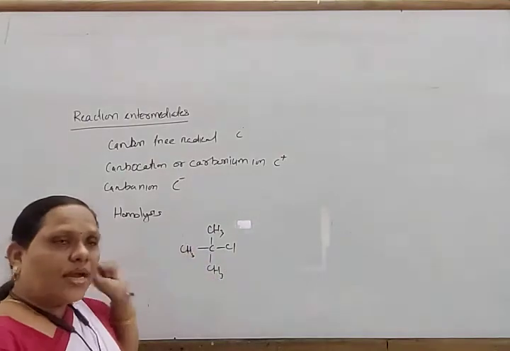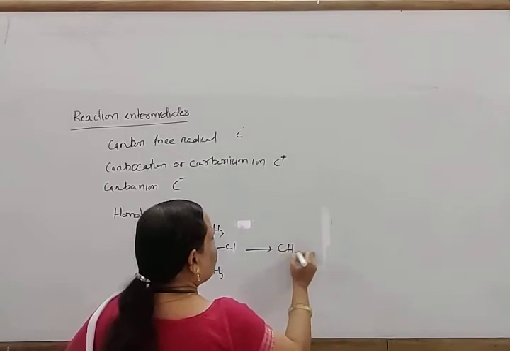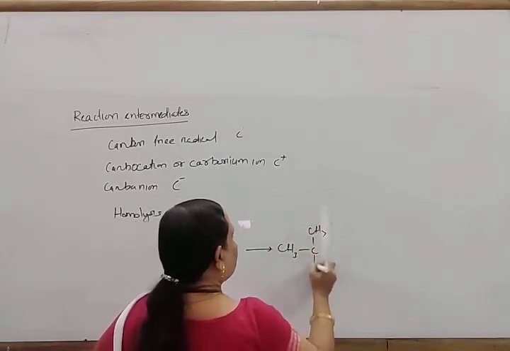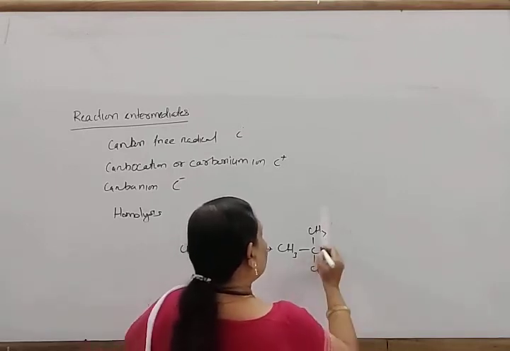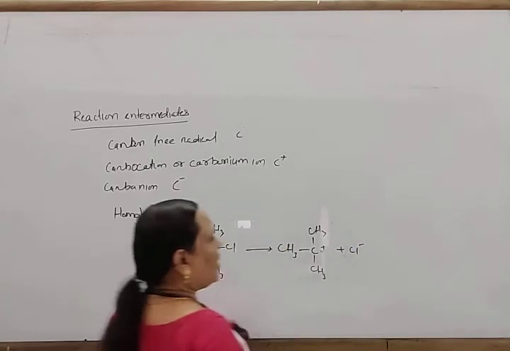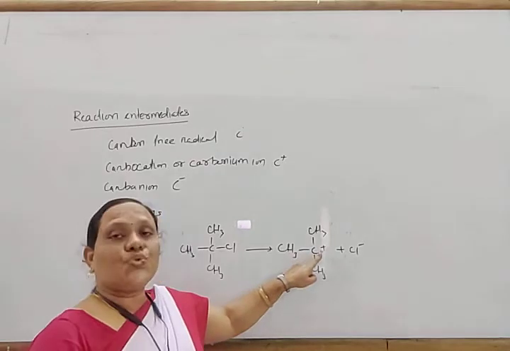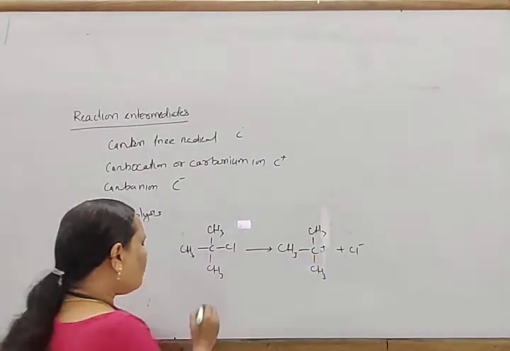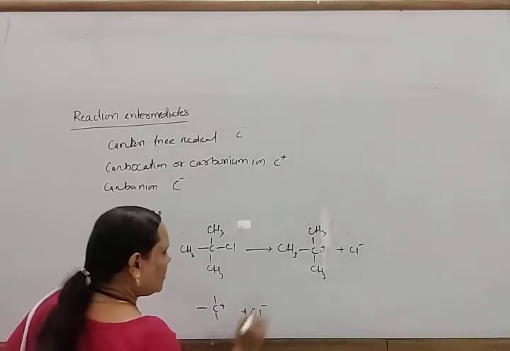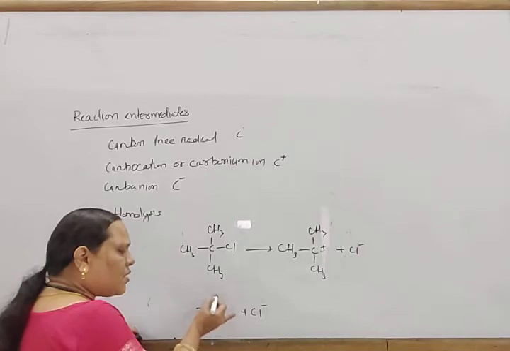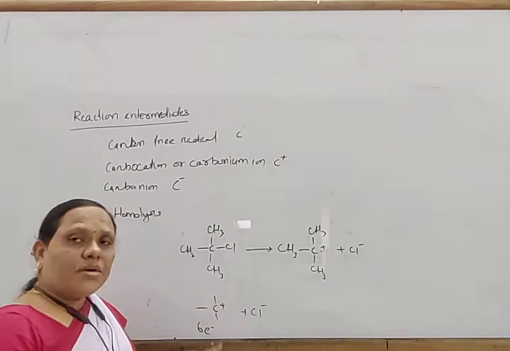If this is tertiary butyl chloride, then in a polar solvent it gives rise to CH3, C, CH3, CH3 with a plus charge here, plus Cl minus. Now this carbon atom carries a positive charge, and this carbon is known as a carbocation. Whenever this bond breaking takes place, the carbon carries a positive charge and the chlorine becomes Cl minus. Now look here, this carbon is surrounded by 6 electrons.